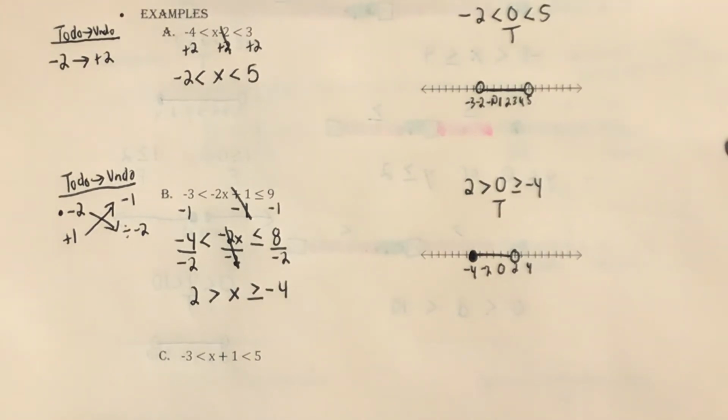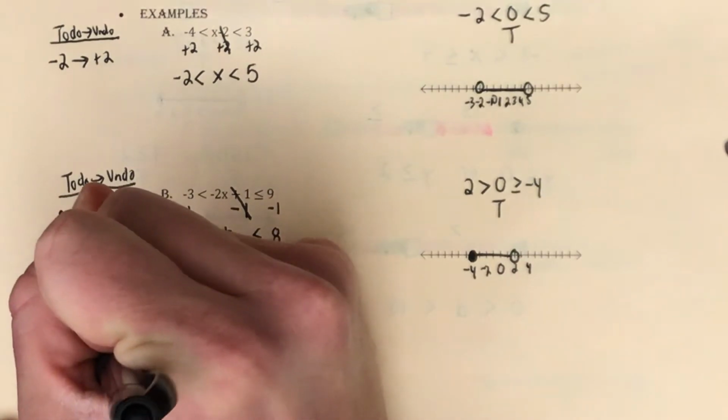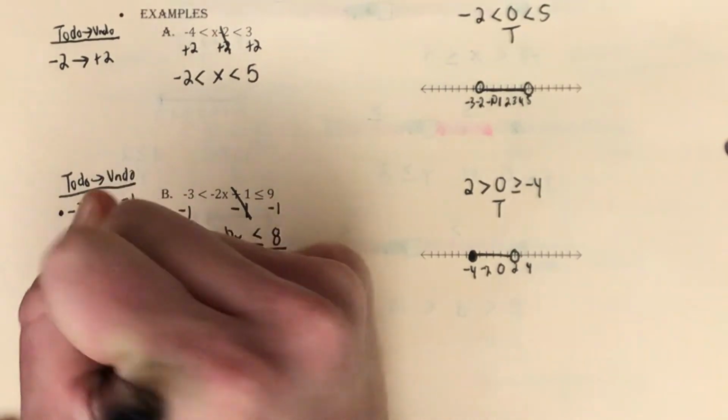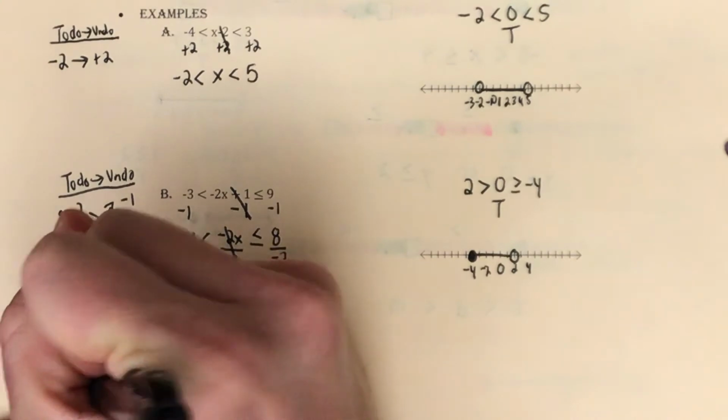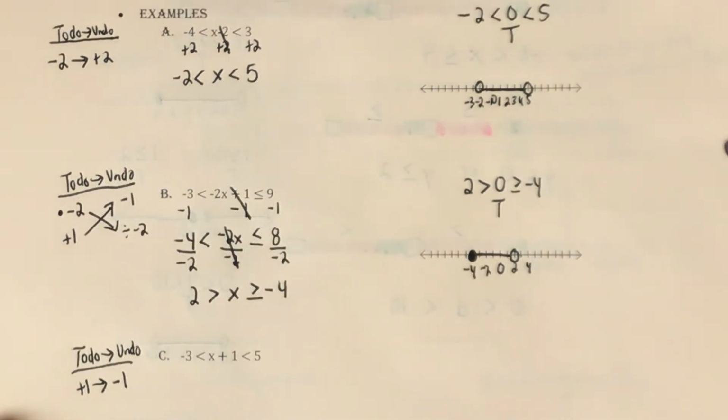All right, well, example C, I'd encourage you to try this one on your own, then check your answer with mine. So example C says negative 3 is less than x plus 1, which is less than 5. So find my variable. There it is in the middle. What are they doing to it? Well, the only thing that I see happening with it is that they are adding 1 to it. They added 1 to the x. So I need to undo that by subtracting 1. So there's my step to solve. Pretty simple, not a lot to this one.